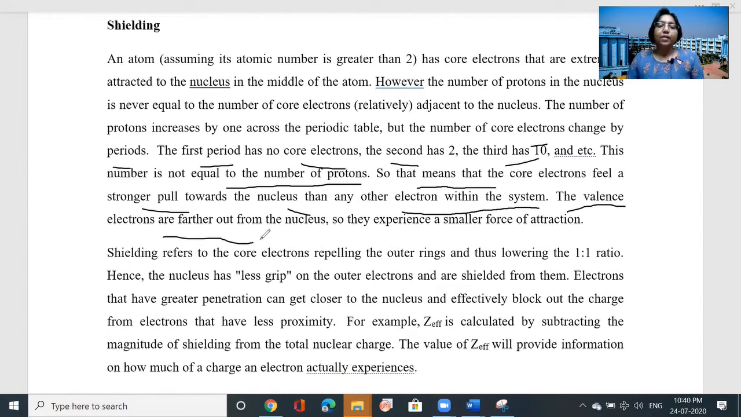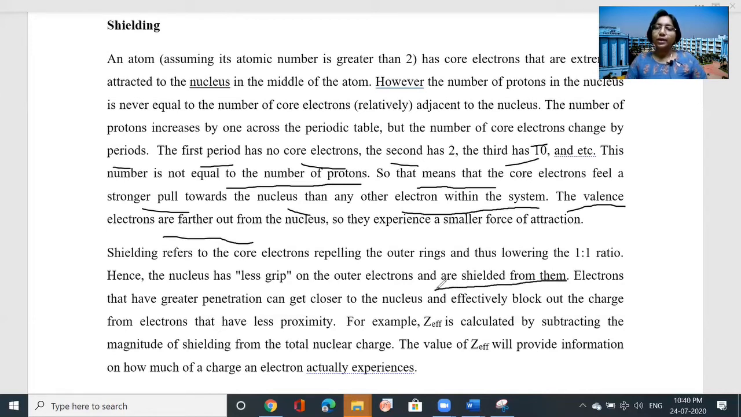And shielding refers to the core electrons repelling the outer electrons, and thus lowering the 1:1 ratio. So for the shielding electrons, if there are more electrons, there is a repulsive effect, thus lowering the 1:1 ratio. Hence, the nucleus has less grip on the outer electrons and is shielded from them. That is the shielding effect.